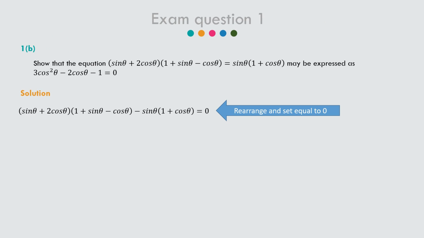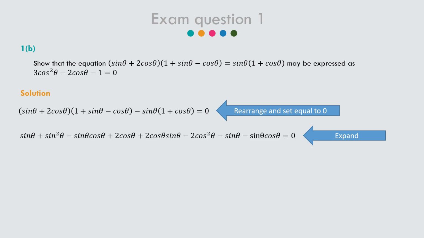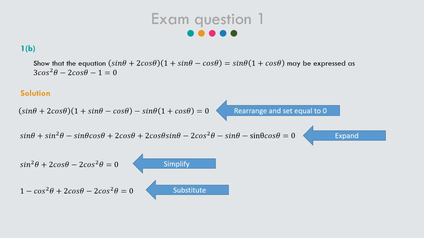First, we need to rearrange and set our equation equal to 0. Now let's expand the equation. Now simplify. Now we are going to eliminate the sine squared by substituting 1 minus cos squared theta. Finally, we add the terms to simplify and rearrange for the answer.